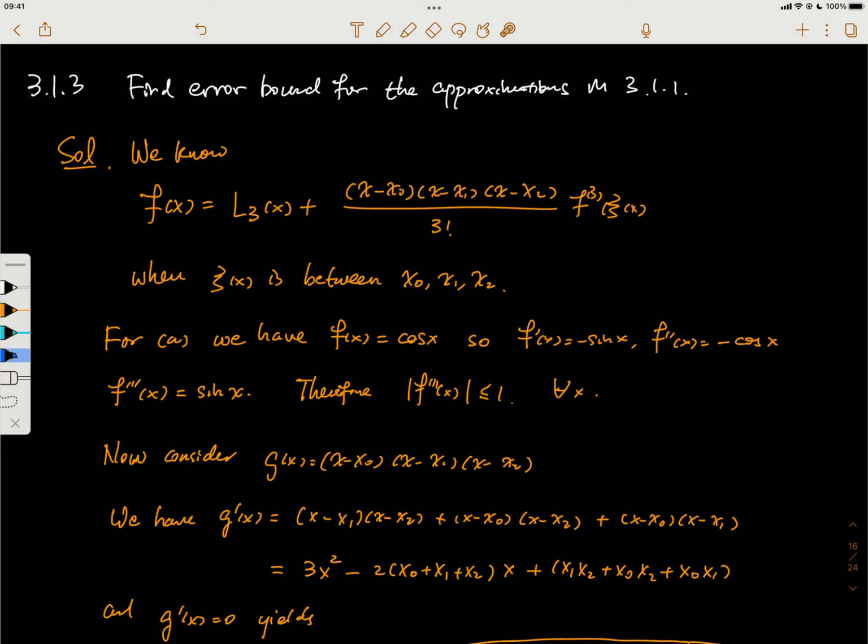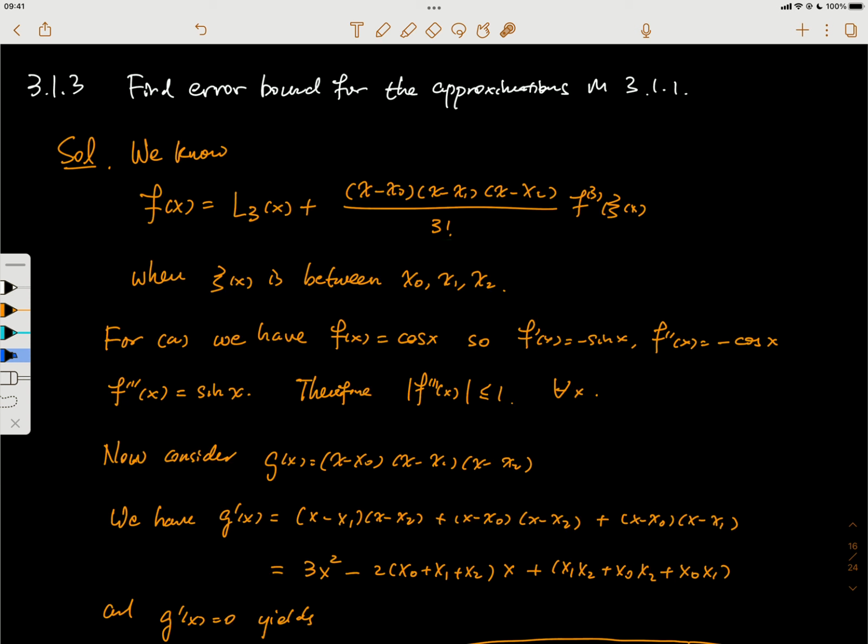The problem is 3.1.3. The question is to find the error bound for the approximation we did in problem 3.1.1. So here we're going to use the formula given in the lecture. The original function f is the Lagrange interpolating polynomial plus this residual term.